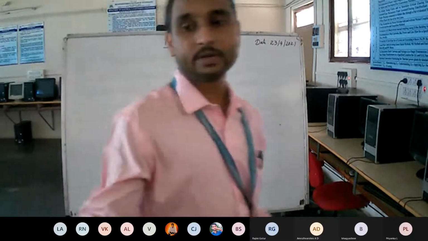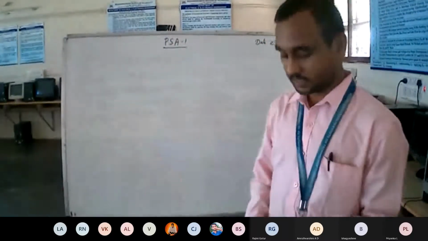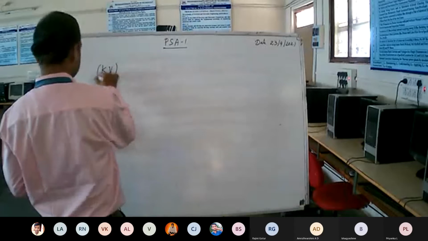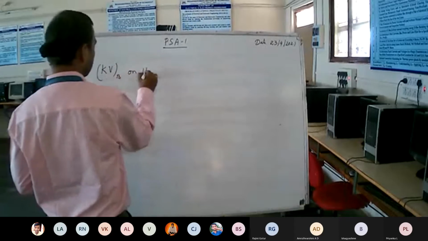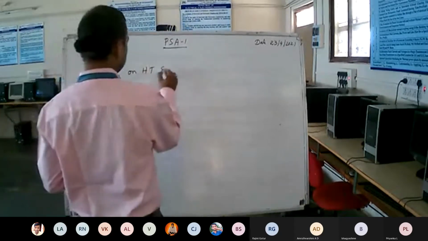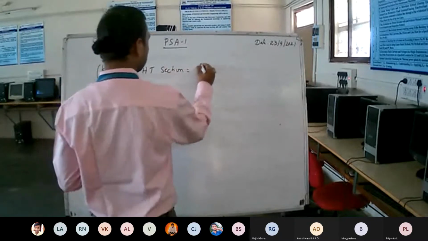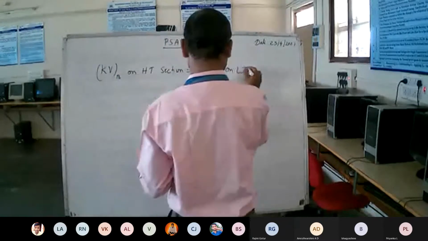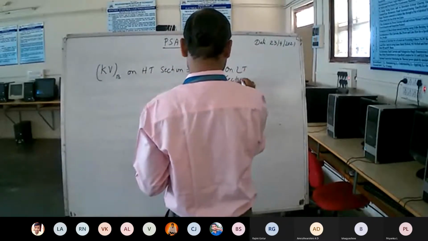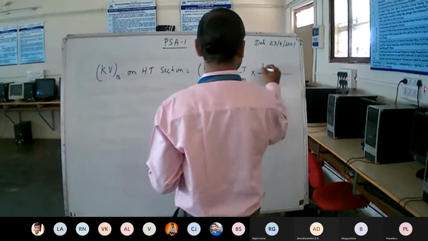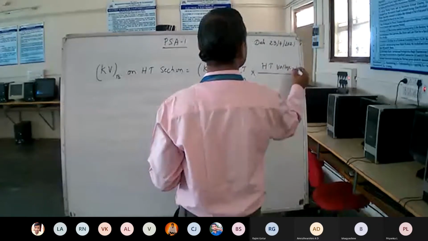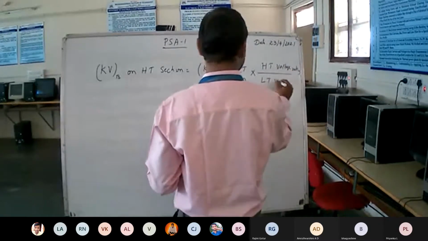While doing the per unit system impedance and reactance diagram, we have an equation for converting the kV base on the HT side. kV base on HT section is equal to kV base on LT section into the HT voltage rating by LT.